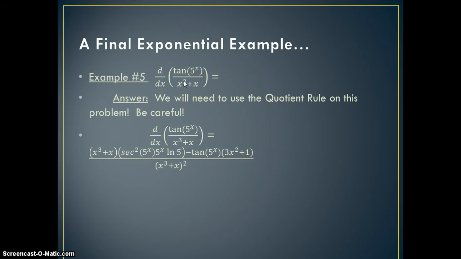Again, quotient rule says low d high minus high d low over low squared. Low is x cubed plus x. D high is that secant squared of 5 to the x times 5 to the x natural log of 5. That seemingly complicated statement. Minus high, tangent of 5 to the x. D low, 3x squared plus 1. Over low squared, x cubed plus x squared.